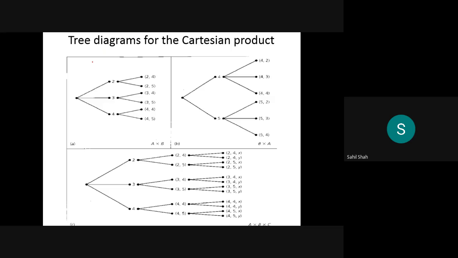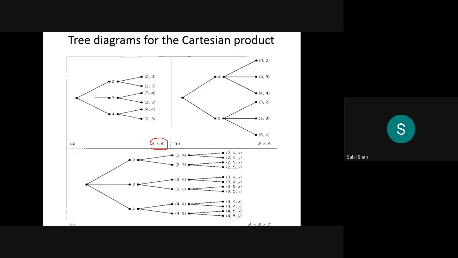You can represent the Cartesian product in terms of a diagram, a tree diagram. Likewise, you are observing that I have started from this root. Root is not having any value. We are having three different elements, 2, 3, 4, and here we are having elements 4, 5 at each branch. So 2 will be paired with 4, 2 with 5, 3 with 4, 3 with 5, 4 with 4, 4 with 5, and likewise. This is the Cartesian product of two sets A and B.